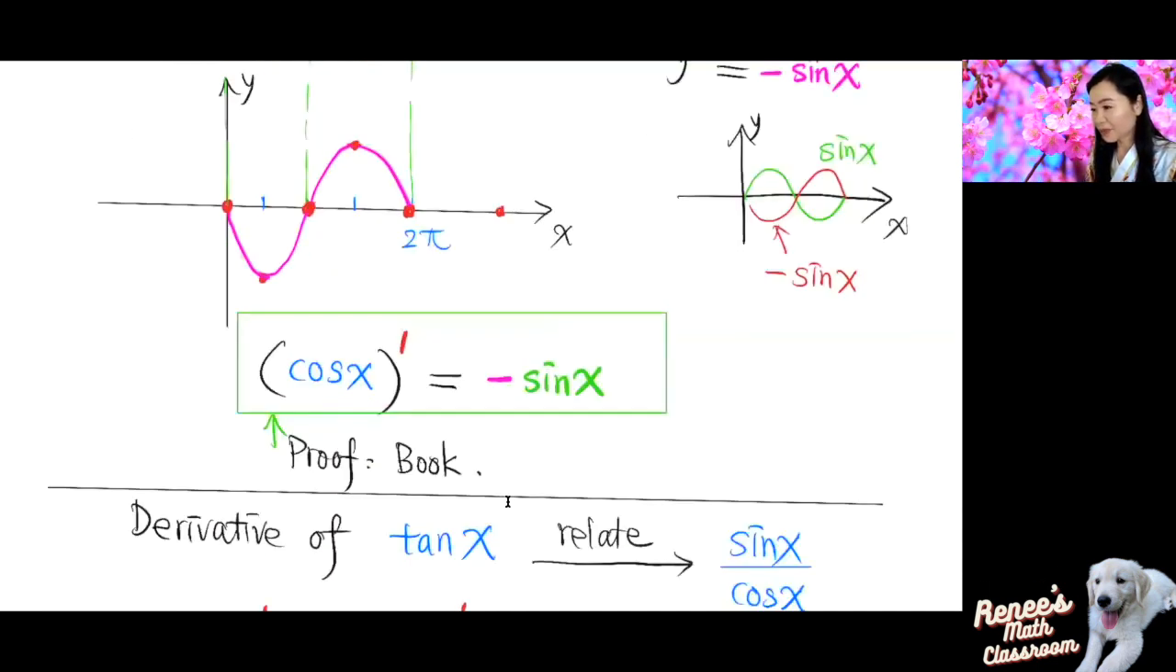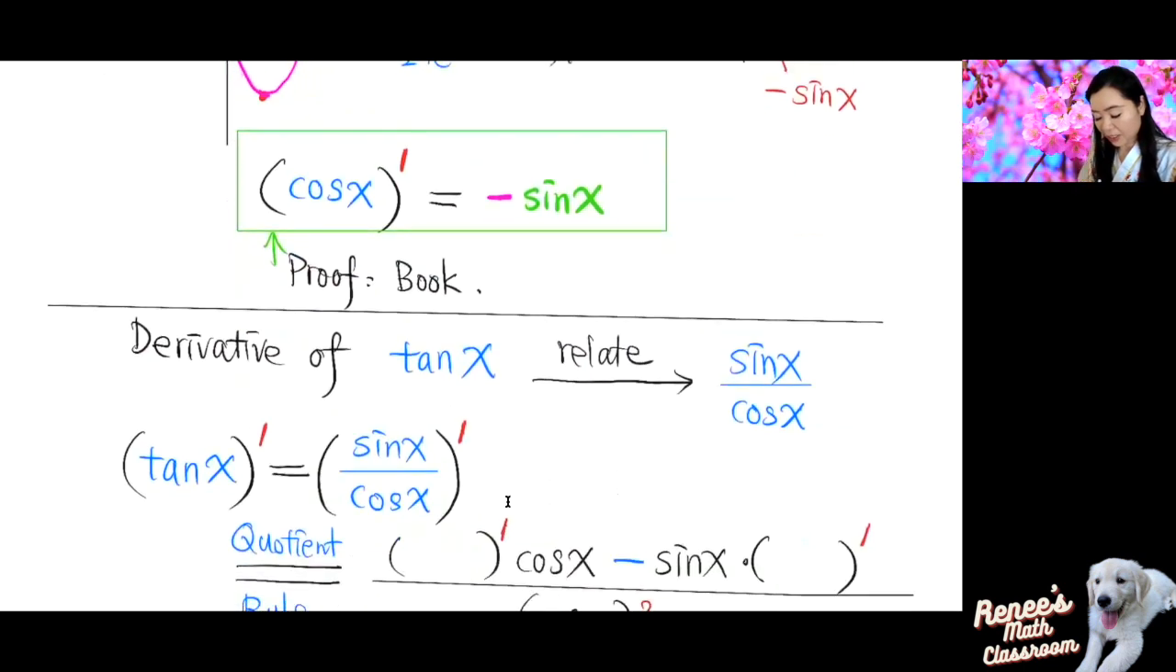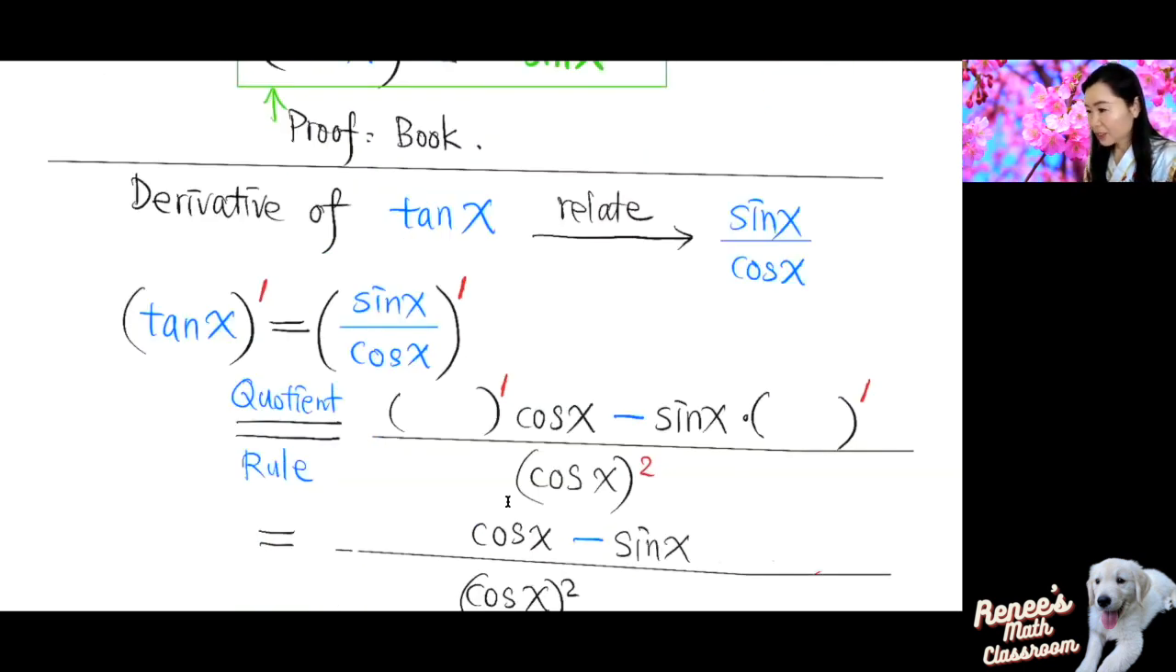We're able to prove this duality of cosine x equal to negative sine x by using the definition. So the proof is in the book. So you can read over the proof. Now, what about the duality for tangent of x? We know the duality for sine x and cosine x. So we can express tangent of x as sine x over cosine x. So we can use the quotient rule to differentiate this.